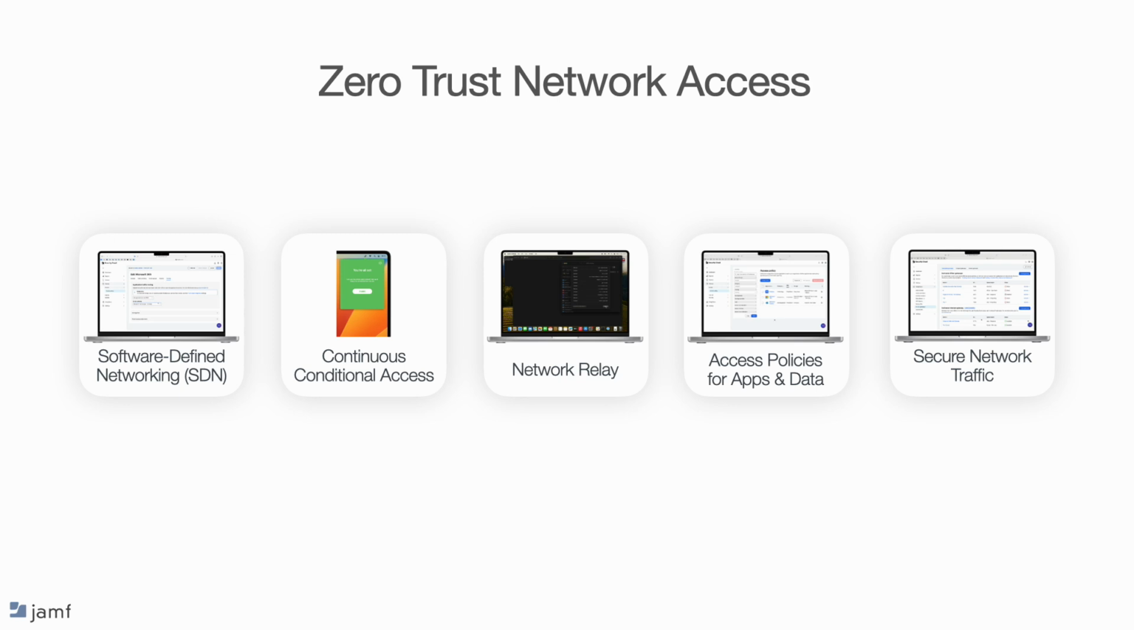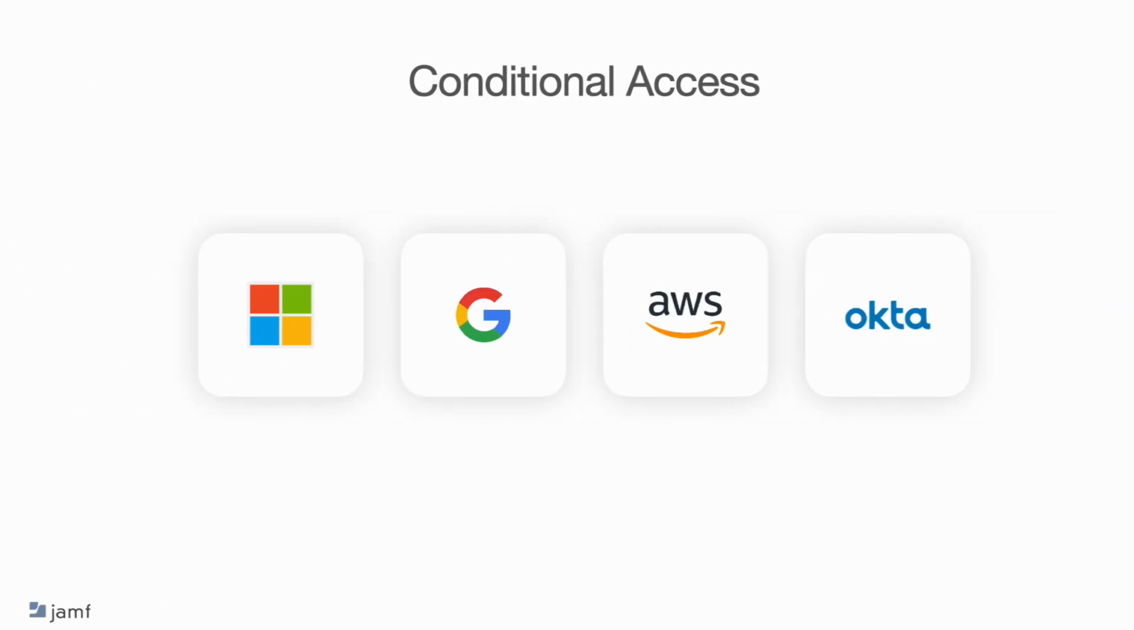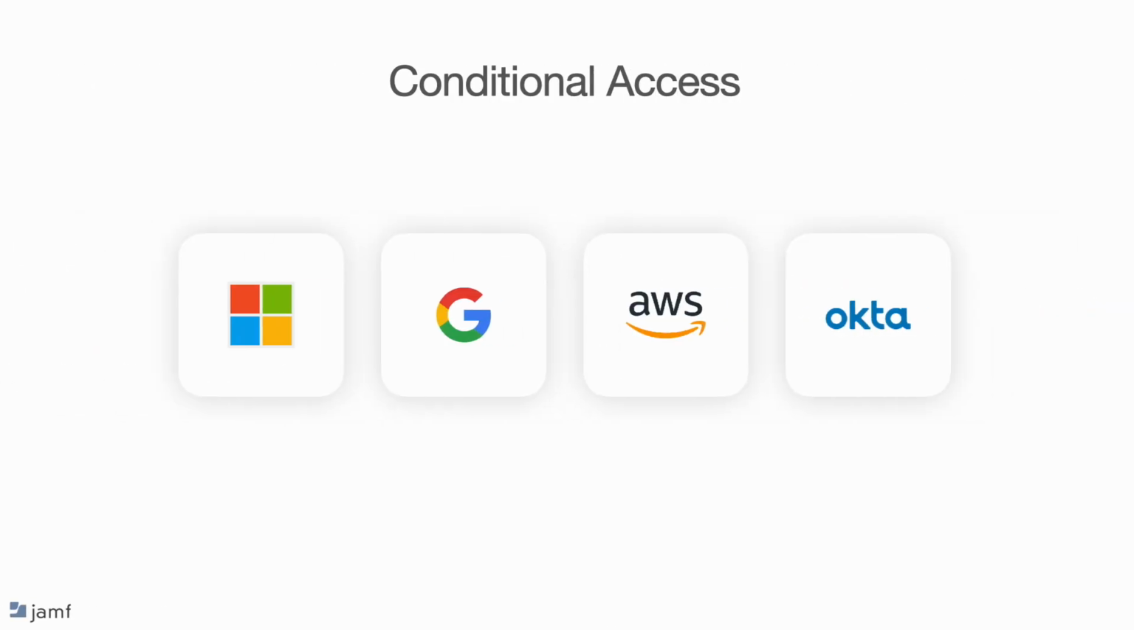Jamf Network Relay secures Mac traffic by routing it through a trusted, encrypted connection. It blocks malicious content, protects users' privacy, and enforces security policies, especially on untrusted networks like public Wi-Fi. Jamf provides the tools to secure external networks and enables Macs to excel in next-gen zero-trust environments without compromising user experience. If your customers are already using conditional access policies from cloud providers, we've got you covered.